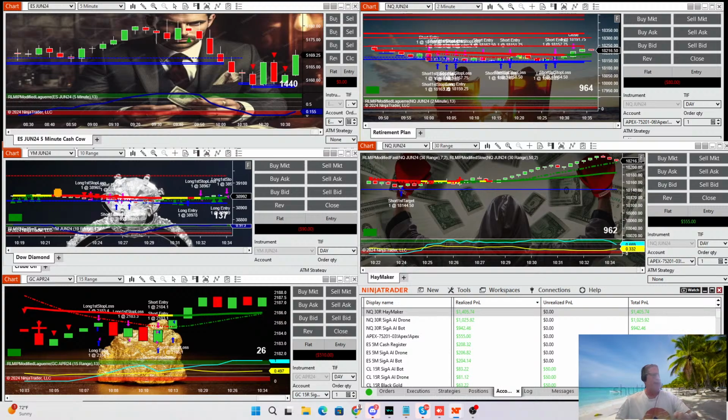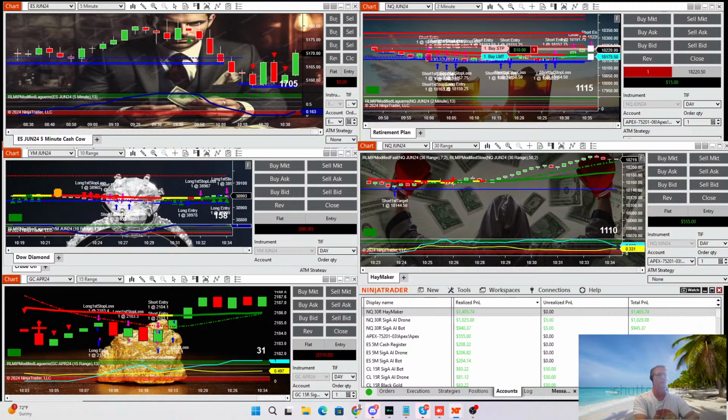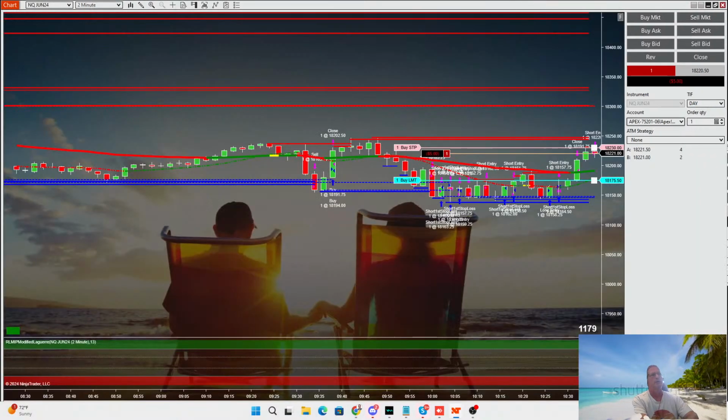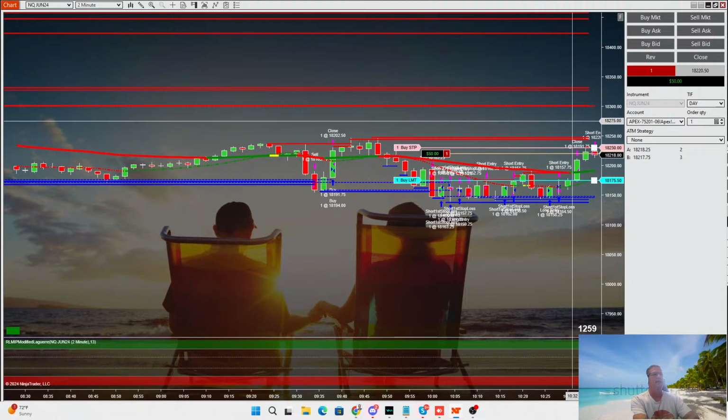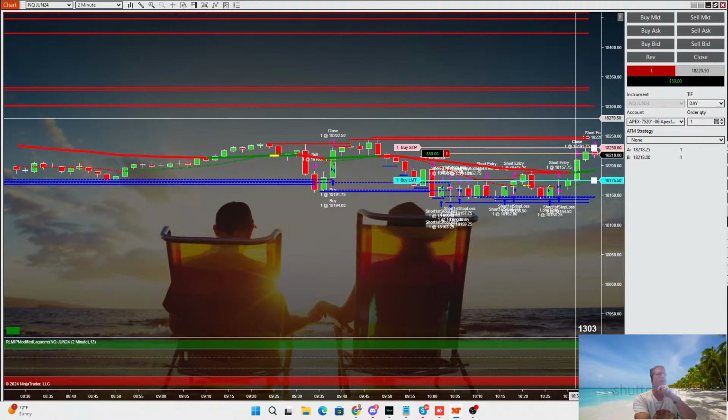I'm really not dogmatic about whether I trade the bots or the drones. I really go by the data, by the numbers, with the goal being to be profitable. If the drone is outperforming the bot, then I'll trade the drone. If the bot is outperforming the drone, then I'll trade the bot. Whichever has the best chance of making me money is what I'll trade.